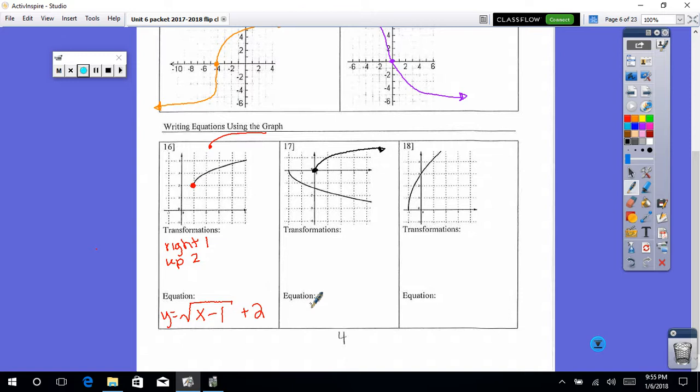Again, there's my original. This one went to the left 2, and then it was flipped. Remember, square root function. In order to flip the square root function, it gets a negative on the outside. And to go left 2, we actually add 2 under the radical.